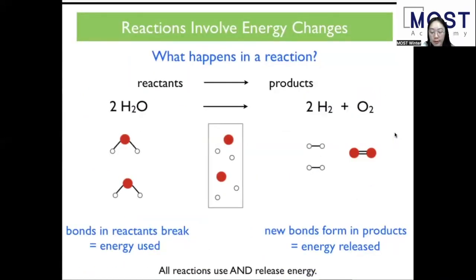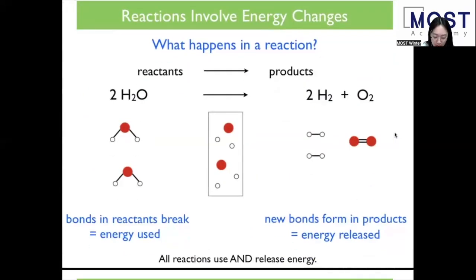So what happens in a reaction? In a reaction, bonds in the reactants break and new bonds in the products form. This process happens simultaneously. When bonds in the reactants break, energy is used, right? And when new bonds form, energy is released. So all reactions use and release energy. This is very important to note.